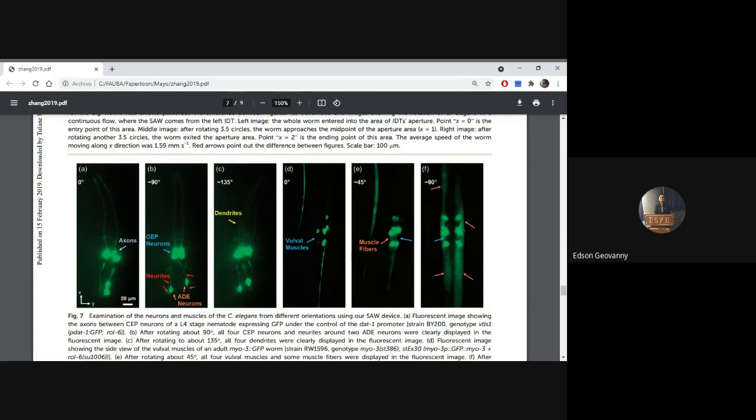In conclusion, a SAW-based method has been developed for precise and controllable rotational manipulation of C. elegans. It can rotate worms in continuous flow. It is suitable for high-performance applications. Thanks.